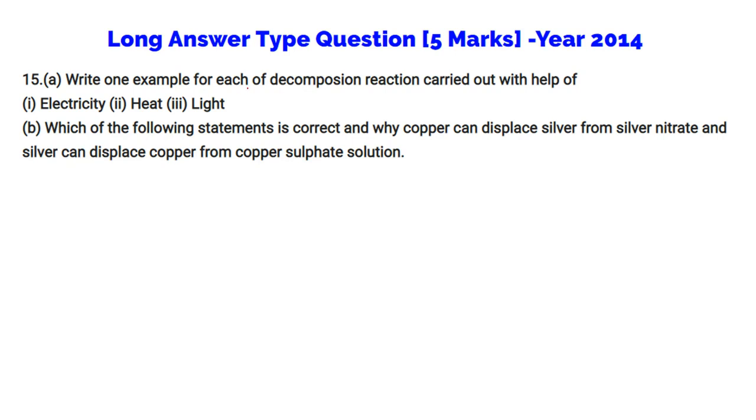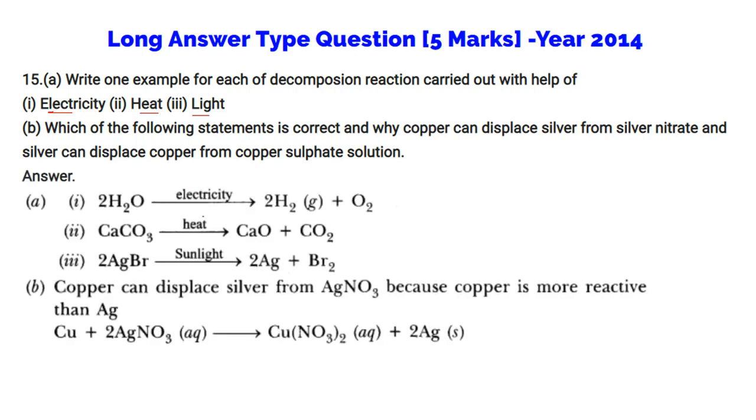Write one example for each of the decomposition reaction carried out with the help of electricity, heat and light. So heat, electricity and light. Let us start with the electricity. Water, when electricity is passed, or you can say electrolysis is done, hydrogen and oxygen gas is liberated. When heat is applied to calcium carbonate, calcium oxide and carbon dioxide is produced. And AgBr, silver bromide, when exposed to sunlight, silver and bromine are separated.